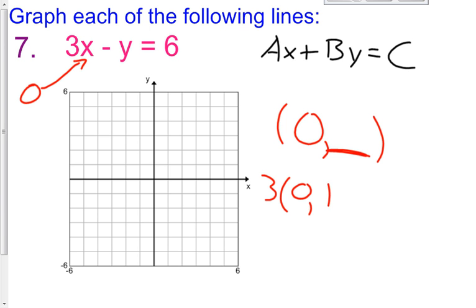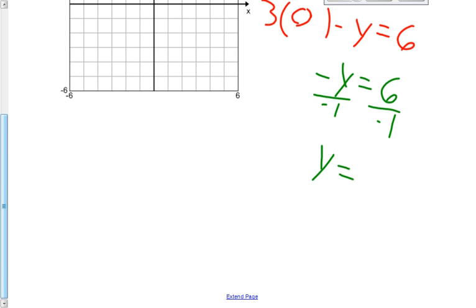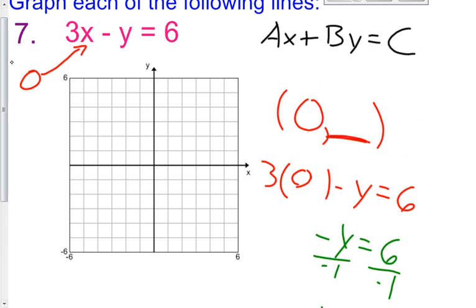So 3 times 0 minus y, that gives 6. Well, anything times 0 is 0. So now you just get a negative y equals a positive 6. So now quite simply, divide by a negative 1 to get y all by itself. You get y to equal a negative 6. So when x is 0, y is 6.